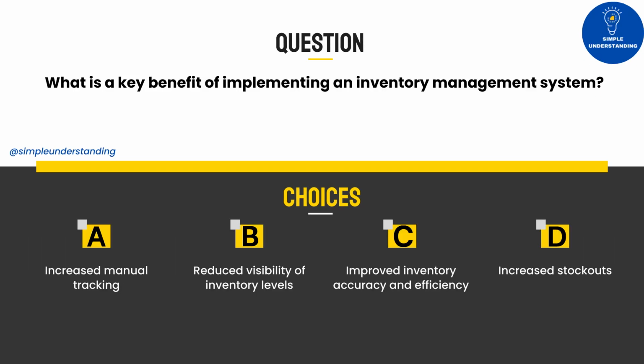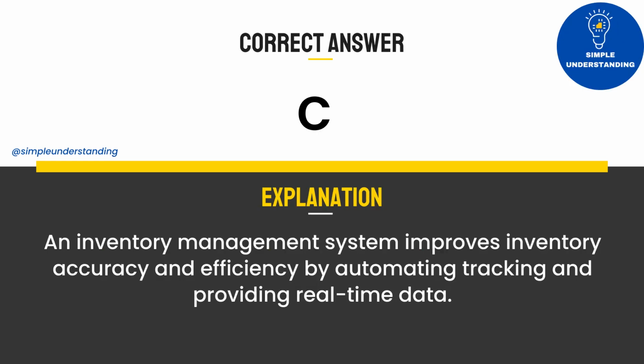4. What is a key benefit of implementing an inventory management system? A. Increased manual tracking. B. Reduced visibility of inventory levels. C. Improved inventory accuracy and efficiency. D. Increased stockouts. Correct answer, C. Overall explanation. An inventory management system improves inventory accuracy and efficiency by automating tracking and providing real-time data.